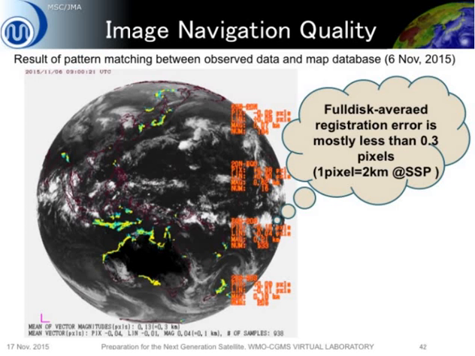The next topic is image navigation quality. This is the landmark analysis, which is a pattern matching method between observed data and map. This figure shows the result of the analysis; yellow circles are landmark points and blue arrows are navigation error vectors. It indicates the magnitude of error vector is very small, mostly less than 0.3 pixels. This is 0.6 kilometer at sub-satellite point. Thus, we can say navigation quality is kept well.